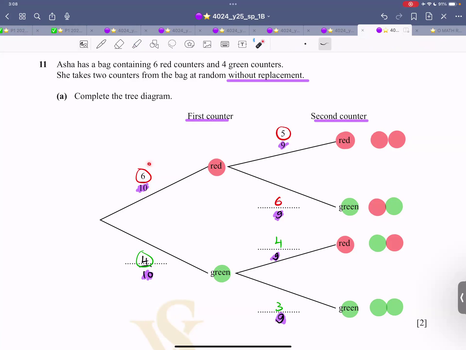And then red is 6 initially, green is 4 initially. Red in front of red, 6 reduces to 5; 4 reduces to 3. This 6 is the same as before, this 4 is the same as before. And then these are the different options. I have a habit of writing it. So this is red, red, and this is red, green. This is green, red. This is green, green. So the last one is green, green.